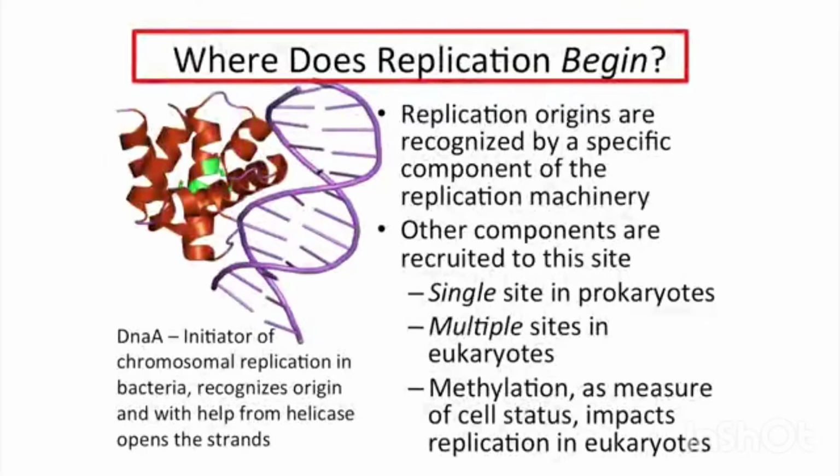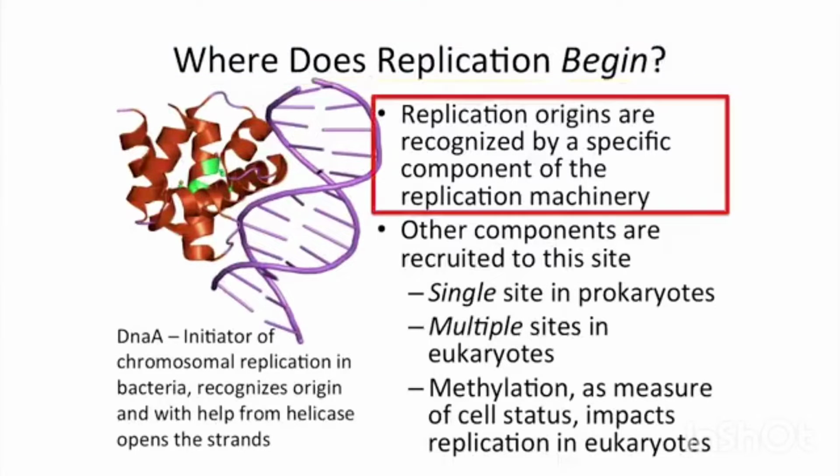Where does replication begin? There must be some place in the DNA where this process starts. Surely it's not just random. Replication origins are actually recognized. The sequence is detected and there's a specific component of that replication machinery that has this recognition function called DnaA, which is shown here.